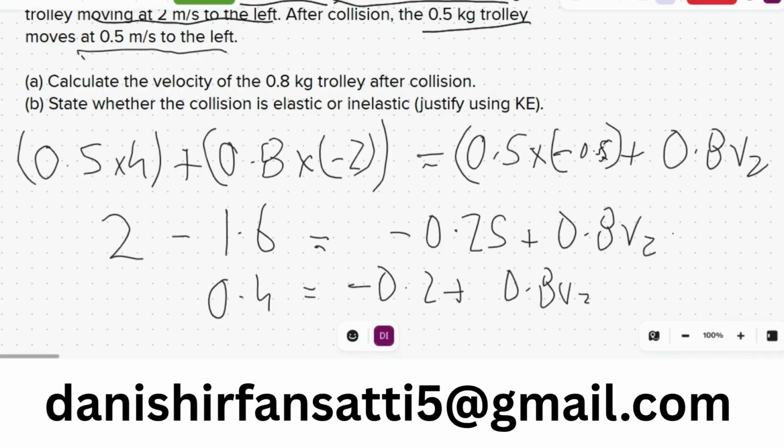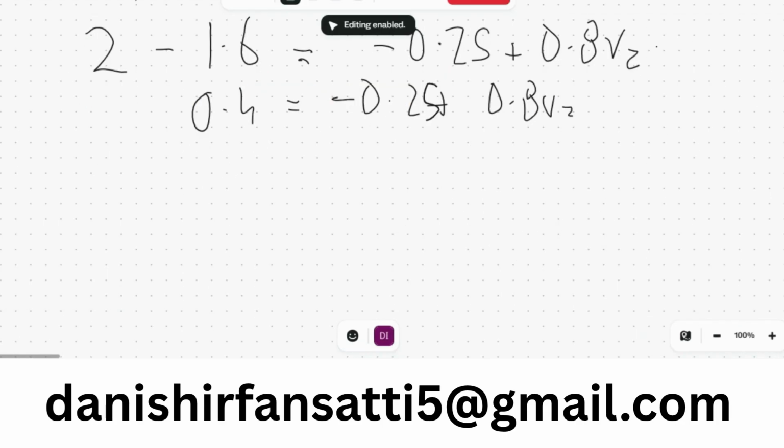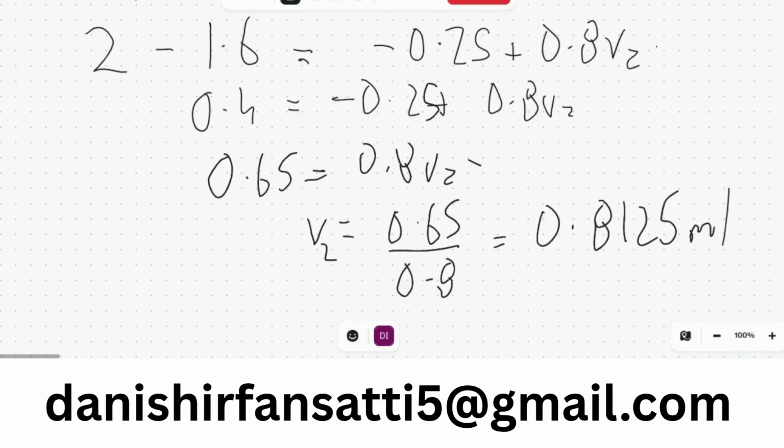Now we have to simplify it. That is 0.25, so that will become 0.65 is equal to 0.8 v2. So v2 is equal to 0.65 divided by 0.8. That will give us 0.8125 meters per second.